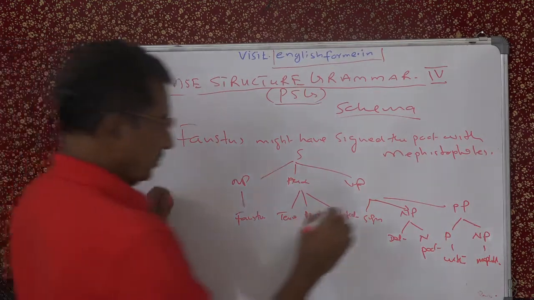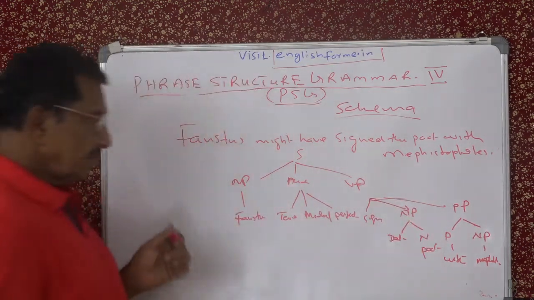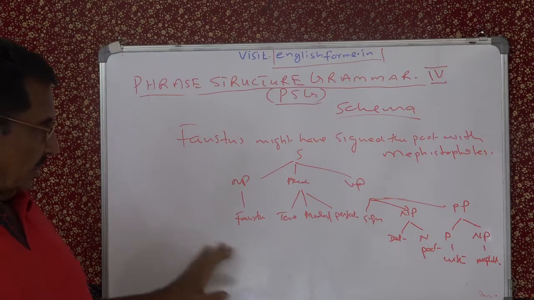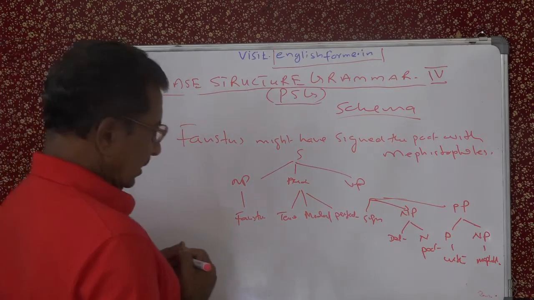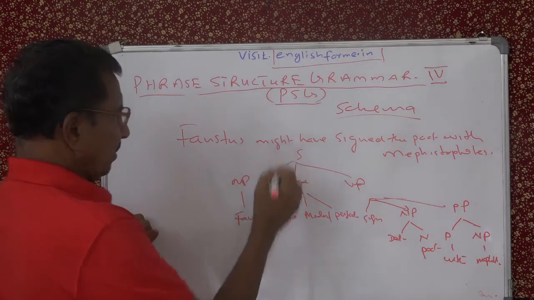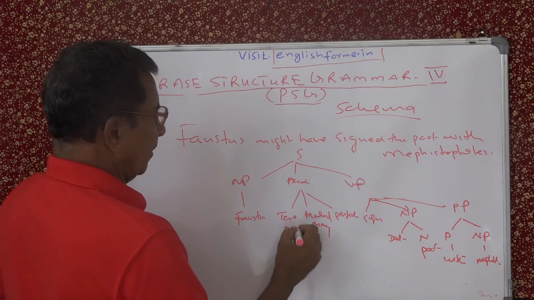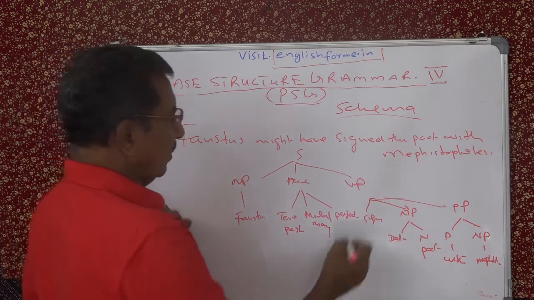Understand? There you are, so it is made clear. First is tense. Tense is, model is may. So here we have may. Tense is past and perfect.